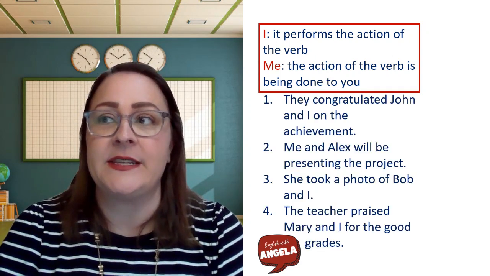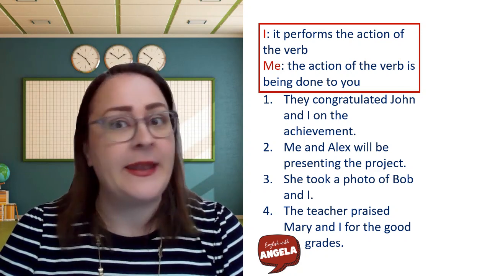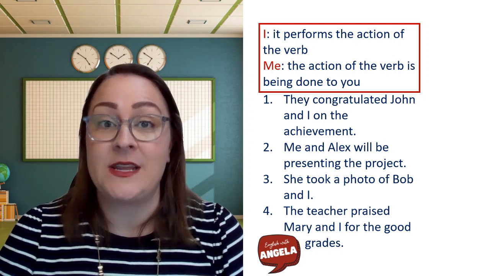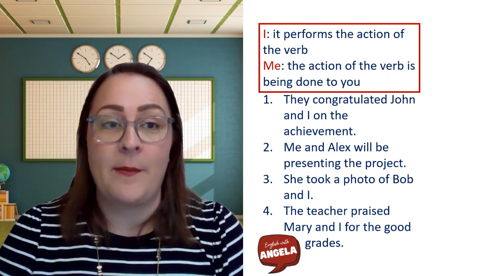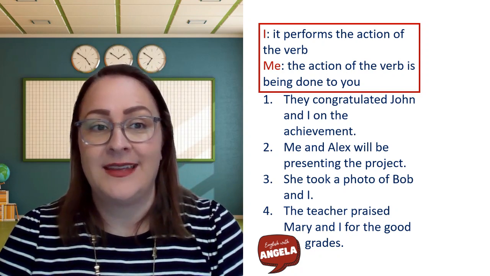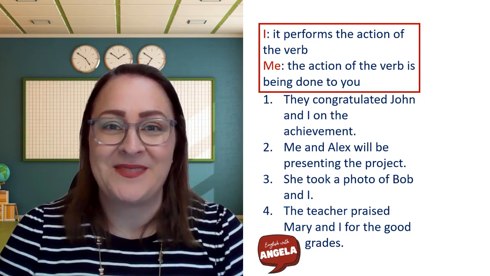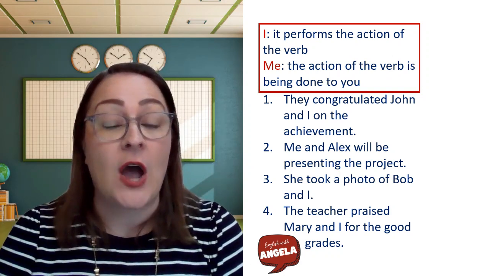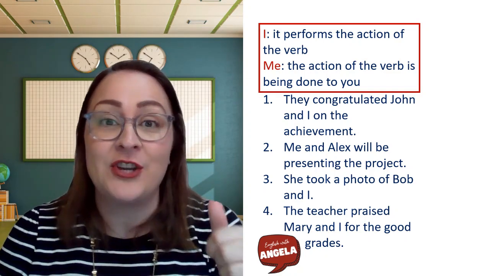Here are some sentences. So they congratulated John and I on the achievement. Is that right? Me and Alex will be presenting the project. Is that right? She took a photo of Bob and I. What do you think of that? The teacher praised Mary and I for the good grades. So tell me below, right? If you have any other questions about me and I, let me know as well. I'm happy to answer any questions you have. Good job, everybody.